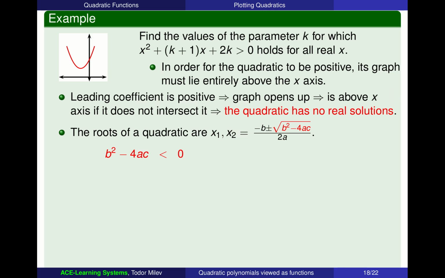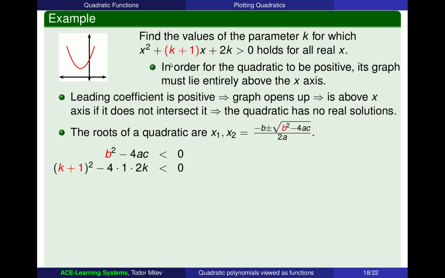Okay, so for this quadratic to have no real solutions, that means that the number under the radical must be negative. So for me to not have real solutions, I need b squared minus 4ac, the discriminant, that's D, the discriminant, to be negative. Because if the discriminant is positive or equal to 0, I do have real roots, so the graph of my function intersects the x-axis, and that's not what I want. Okay, so I need b squared minus 4ac to be less than 0.